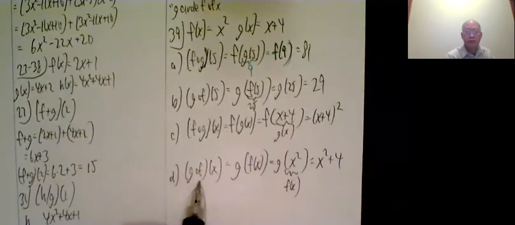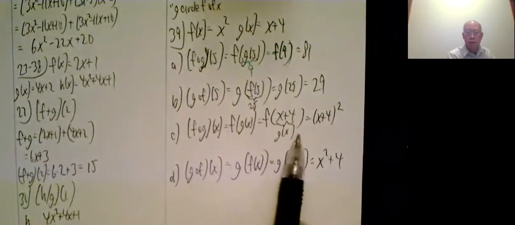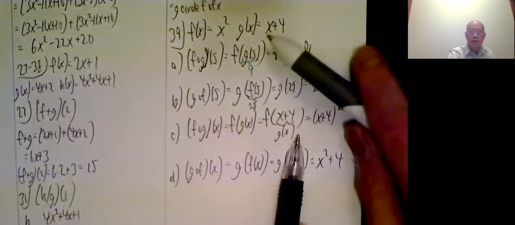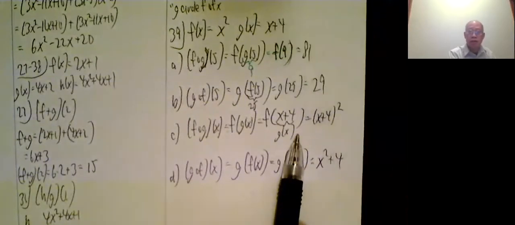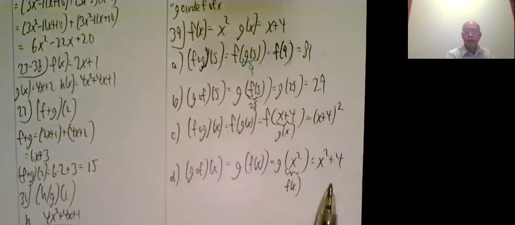g circle f of x means g of f of x. So what is f of x? x squared. Okay. So now this thing gets applied right here. Pretend you erase that x, put in its place whatever is behind my pen, x squared. So the final answer is x squared plus 4. All right, so this is section 3.4.